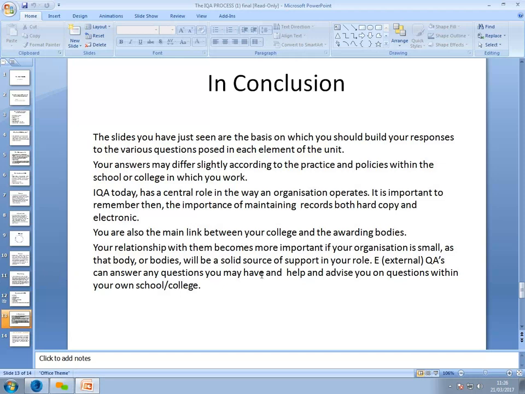EQA can answer any questions you have and help to advise you on questions within your own school or college with regard to the delivery and assessment of the qualification. It is important to remember that they are a constant supply of support. That's what they're there for. It's not in their interests not to do that. You are delivering their qualifications.